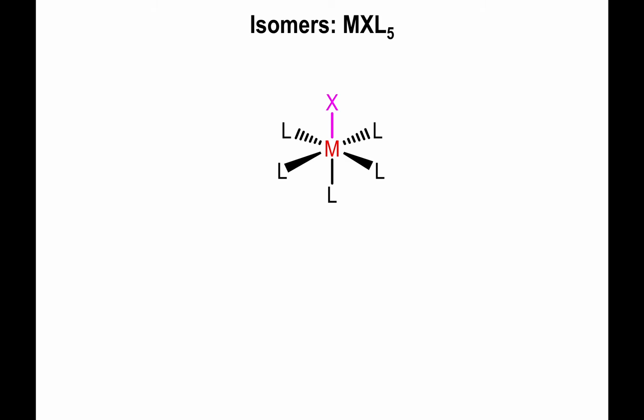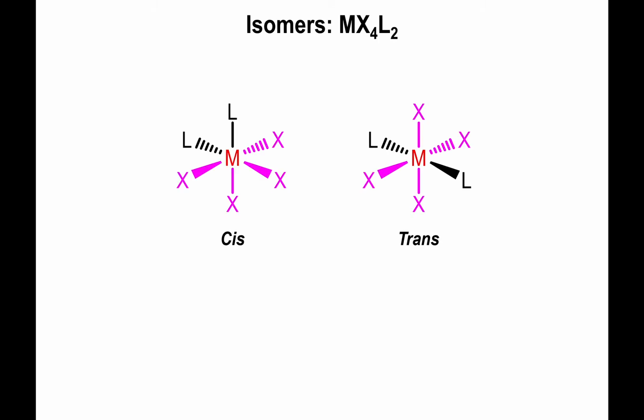If you have a complex where one of the ligands is different from the other 5, no matter where you put this X ligand, it will be pretty much the same molecule, because all that you will have to do is rotate the molecule to get to wherever the position X is within the octahedral framework. So you only have one isomer here, so you don't really need to worry about anything else extra.